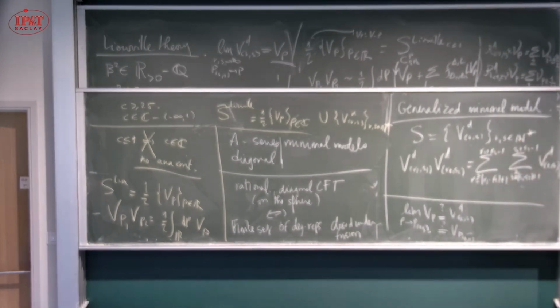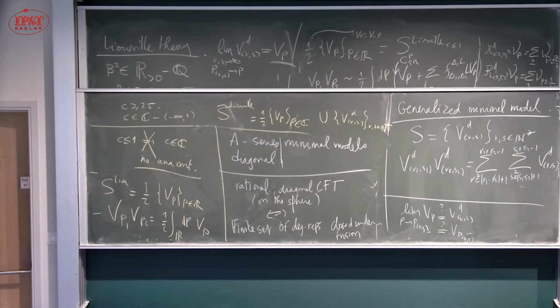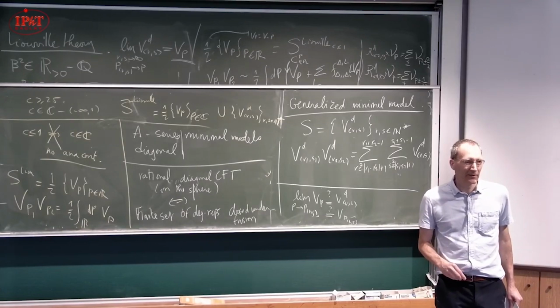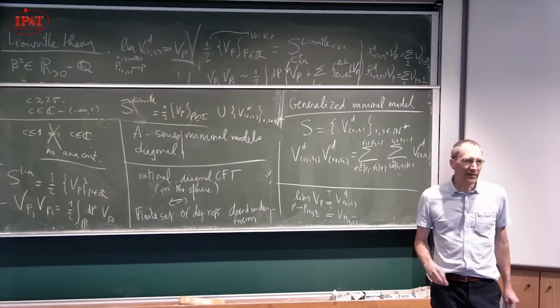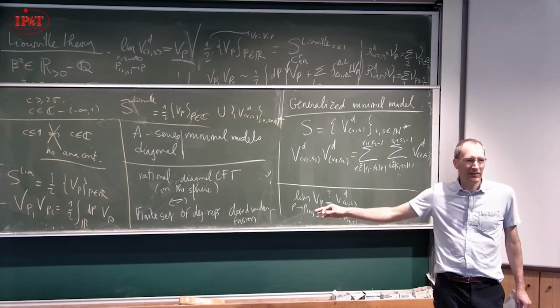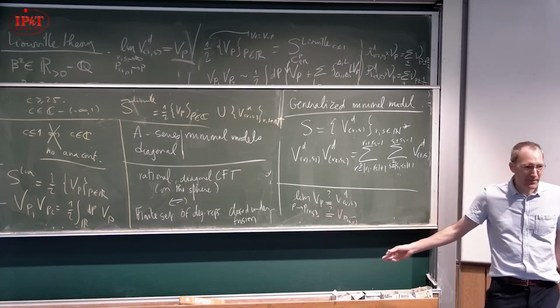The definition of rational is that it has a finite number of primaries. Yes. And can we show that this implies that the primaries have rational conformal dimensions? Okay, there are arguments, but I'm not sure they are so general. They probably would anyway require modular invariance.